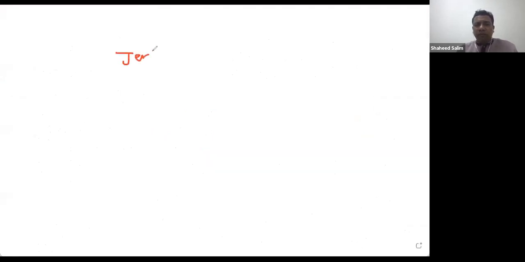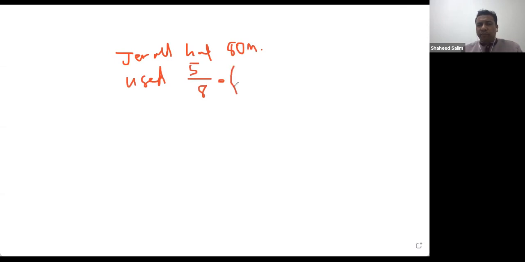Gerald had, let's say, 80 meters of rope. He used 5/8 of it. This is similar now, but no, I'm not using a fraction for the length of the rope. So how much rope is left? How much rope is left? You try.